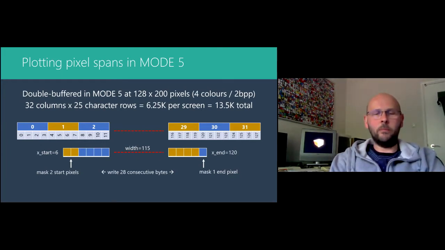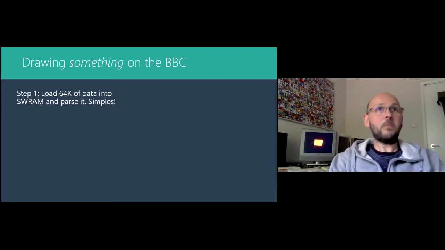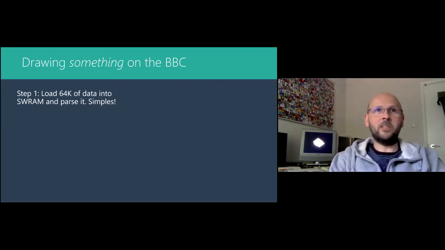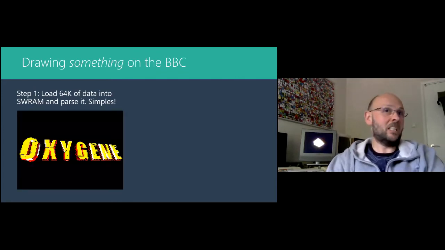So I've got my Bresenham line algorithm, I've got my pixel span, so it's time to get something drawing on the BBC. So step 1, just take the first 64K of data, put it into the BBC Master's sideways RAM and parse it from that data format and draw it. Simple, right? And actually it turned out to be okay.